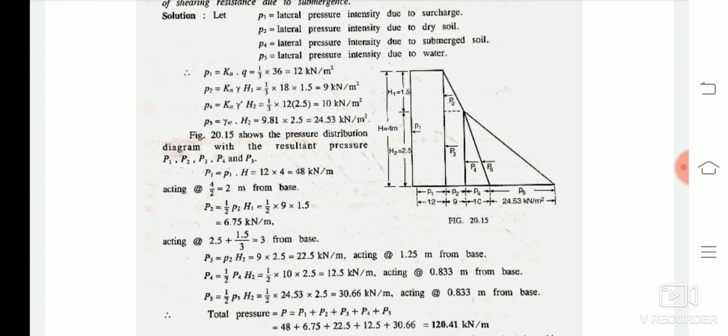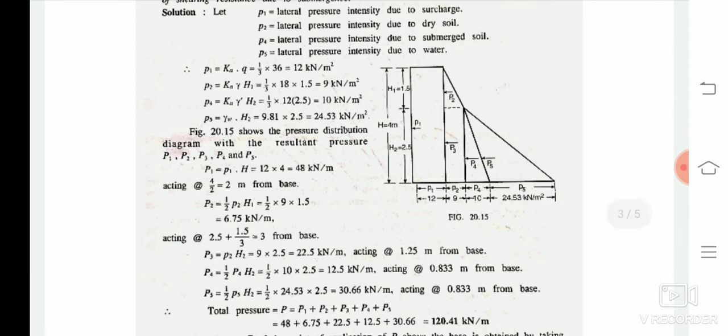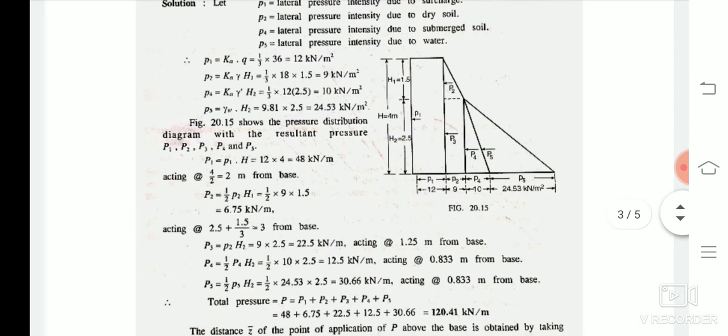So here the distribution diagram is already provided. Let us calculate the capital P1. The total pressure is given as small p1 into H, that is 12 into 4, 48 kilonewton per meter. Where this pressure is acting, as we can see in the diagram, this is a rectangle. So for P2, the pressure is half of P2 into H1, that is half of 9 into 1.5, which is 6.75 kilonewton per meter.